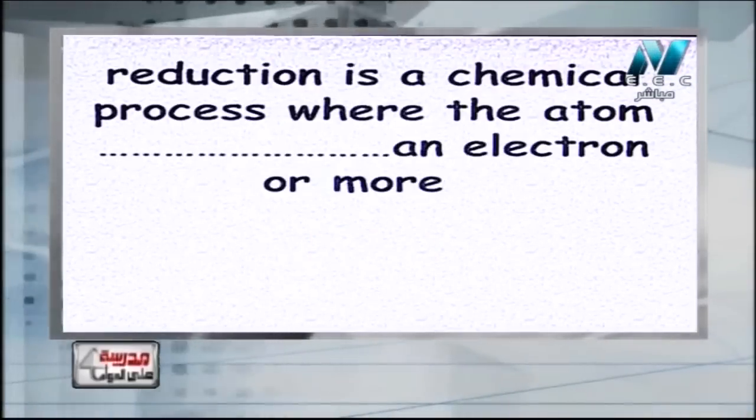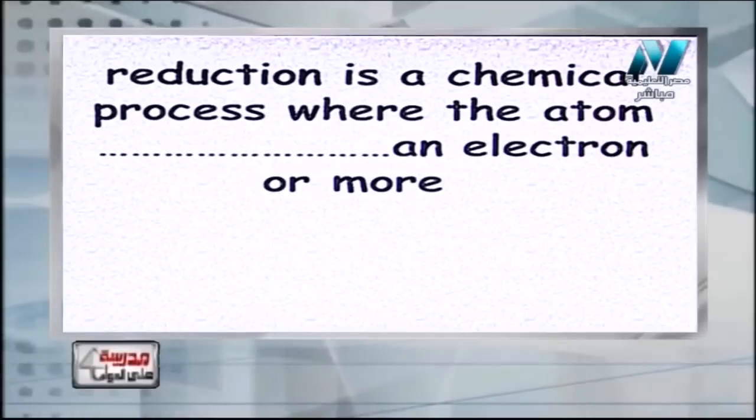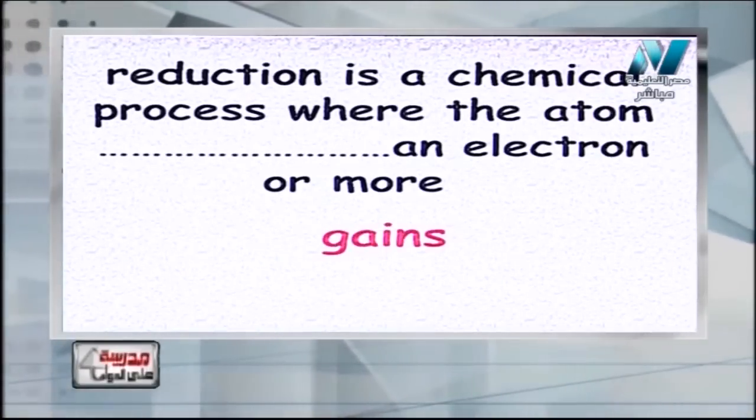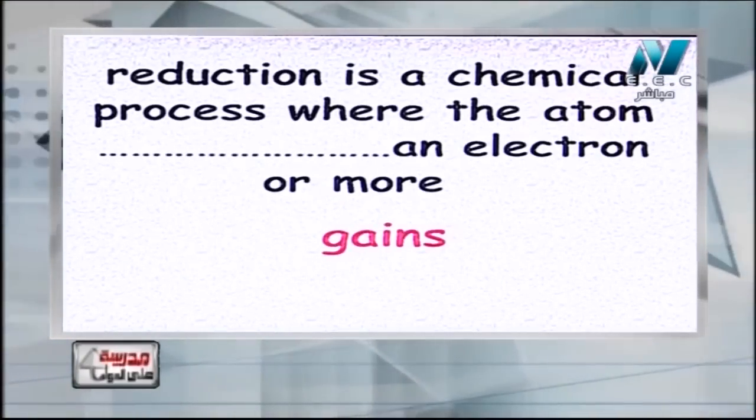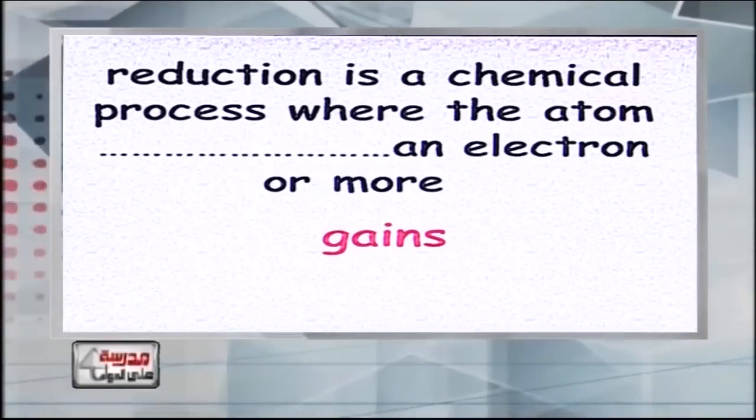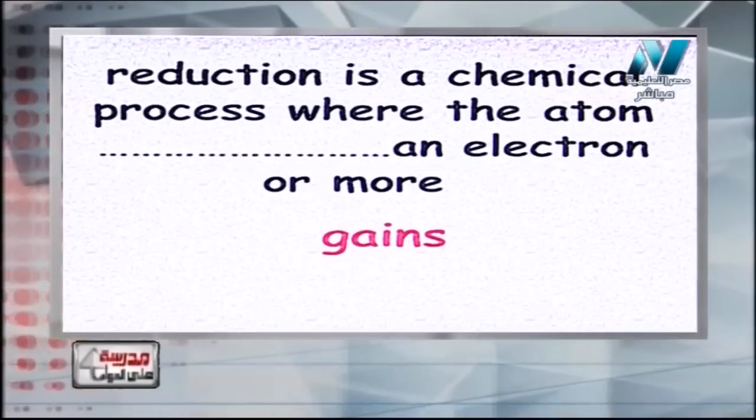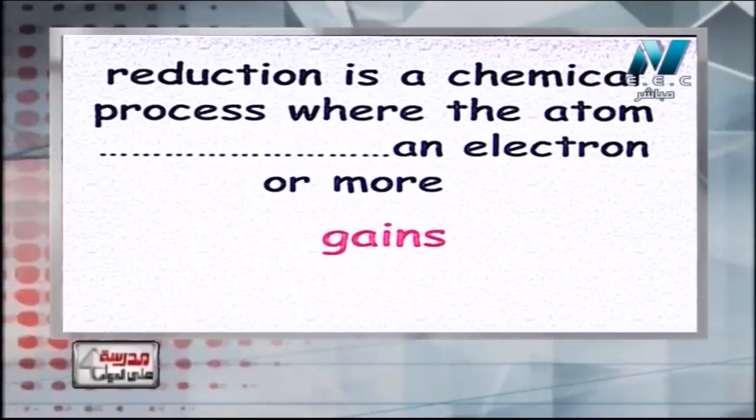Another question says: reduction is a chemical process where the atom gains an electron or more. So reduction is the opposite process to the oxidation process. We must pay close attention: oxidation means the atom loses electrons, but reduction means the atom gains electrons.